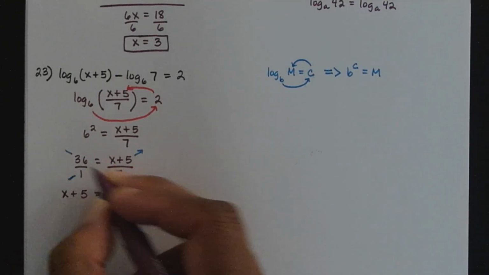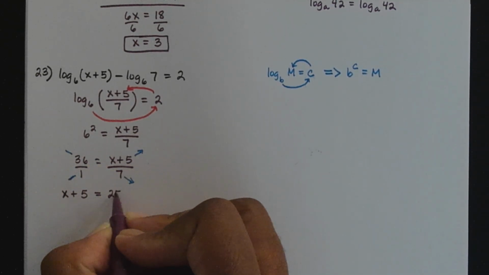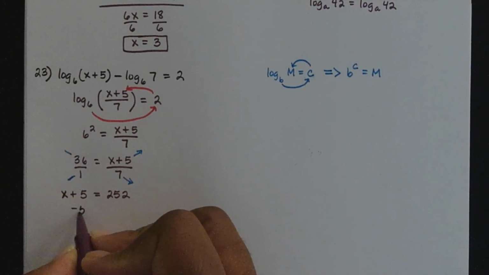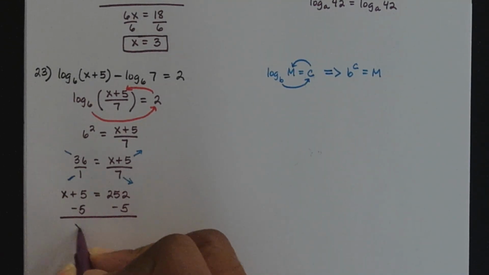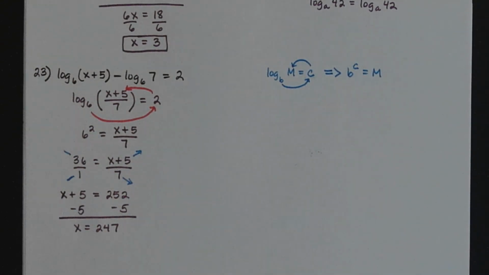And that's equal to 36 times 7 would be, what, 252? Yeah. So I have x plus 5 is equal to 252. And then to solve for x, I'm adding 5, so I need to subtract 5 on both sides. So that means x is equal to 247. So x equals 247 is the proposed solution for this logarithmic equation.